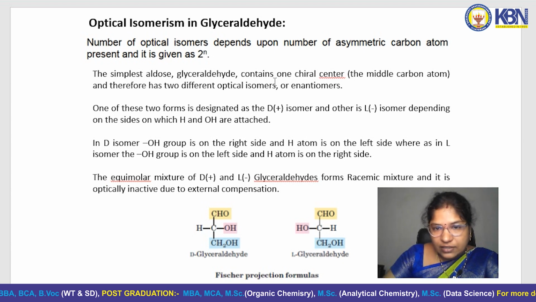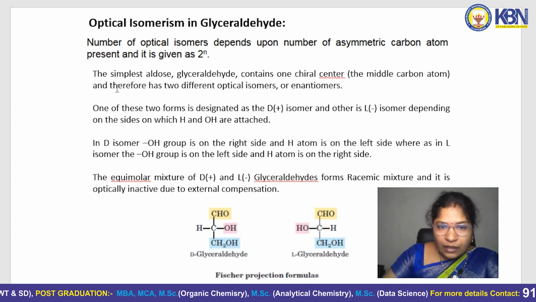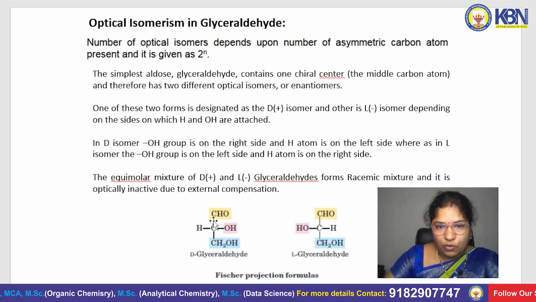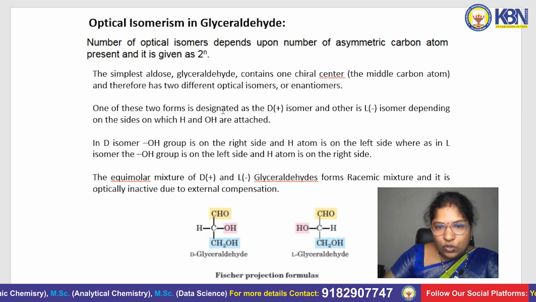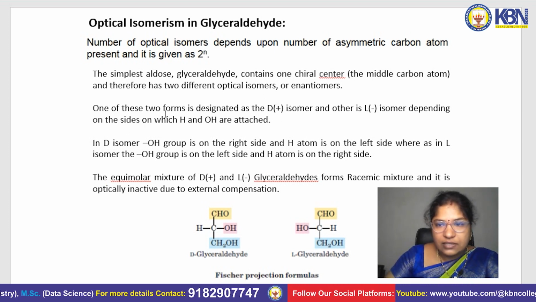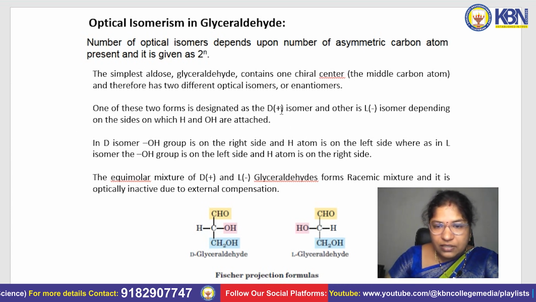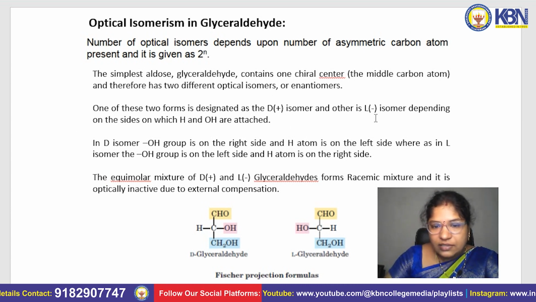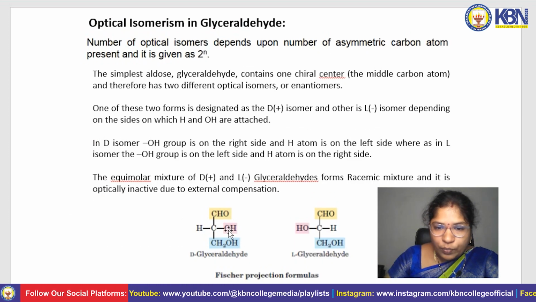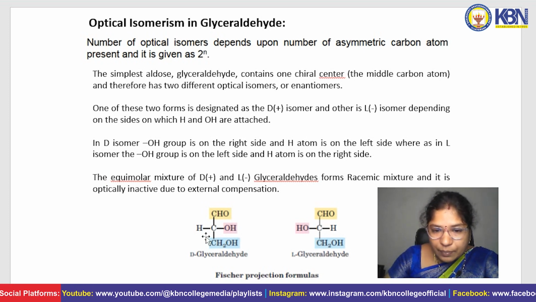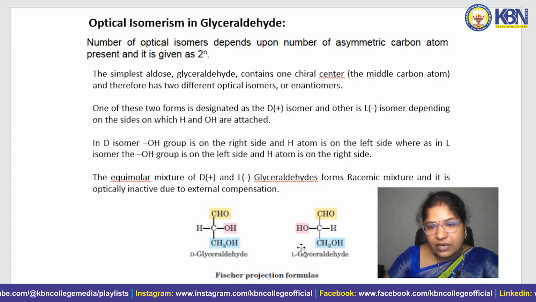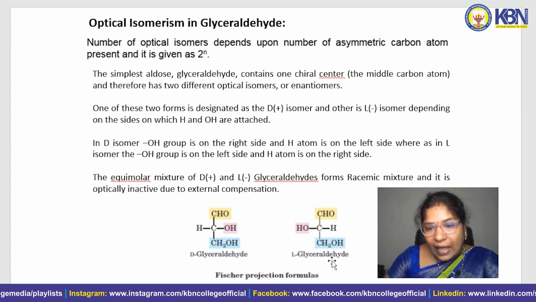The simplest aldose, glyceraldehyde, contains one chiral center and therefore has 2 different optical isomers, or enantiomers. One of these 2 isomers is designated as the plus isomer and the other as the minus isomer, or they can be represented by capital D and small l. Here the OH group is present on the right side, so it is represented as D-glyceraldehyde. Here the OH group is present on the left side, so it is L-glyceraldehyde.